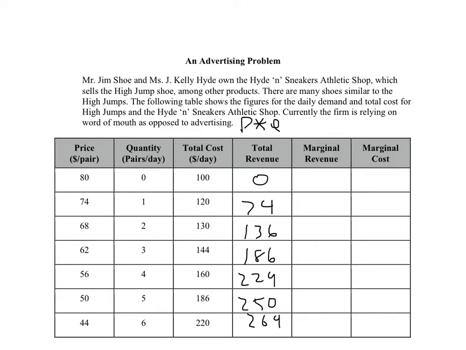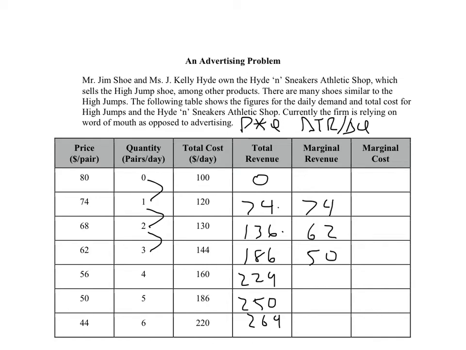Marginal revenue is the change in total revenue divided by the change in quantity. Now, this should be fairly easy because quantity is increasing in increments of 1. We're always dividing by 1. So we only have to look at the change in total revenue. For the first unit, total revenue increases from 0 to 74. So the marginal revenue is 74. For the second unit, we go from 74 to 136 in total revenue. That's a difference of 62.